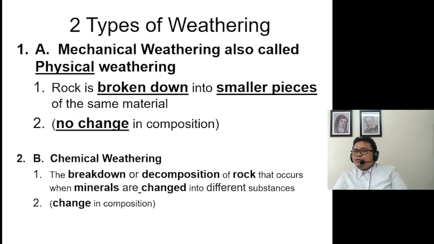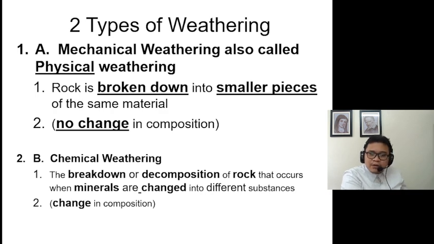Now, there are two main types of weathering. Number one, we have mechanical weathering, or what we call physical weathering, in which rock is broken down into smaller pieces of the same material, and there are no changes in its composition.